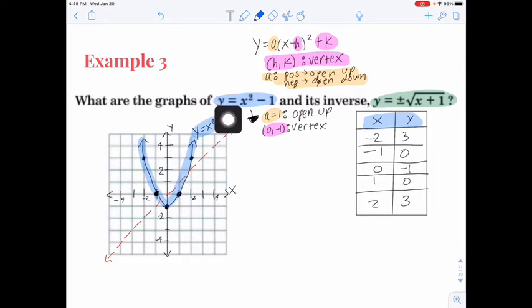First, we'll start by graphing y equals x squared minus 1. We know that because there is a 1 in front of the x squared, our a is 1, so we will have an upward opening parabola. We also have x minus 0, which is why it's just x squared. So our h is 0, and then we have minus 1 for our k. So our vertex is (0, negative 1), so we know we're going to start down at (0, negative 1).